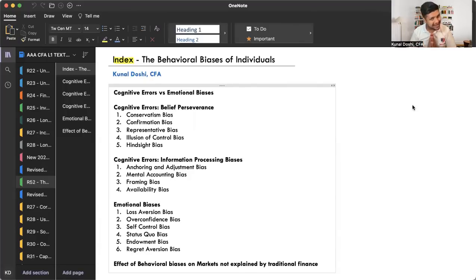Right now, in front of you, you have the index where I'm going to first cover up the cognitive errors and emotional biases. We have to understand the difference between the two. Within the cognitive errors, you have belief perseverance and information processing bias. We're going to learn about all of them in a while, right? And then the most important part comes the emotional biases. After understanding the emotional biases, we'll understand the effect of this bias on investments or your investment decisions, right? So let's start with the behavioral biases.